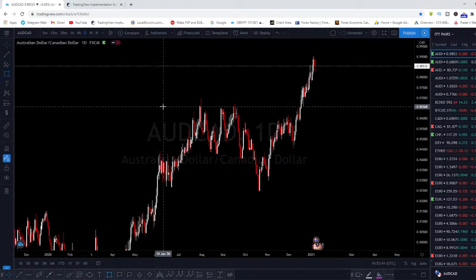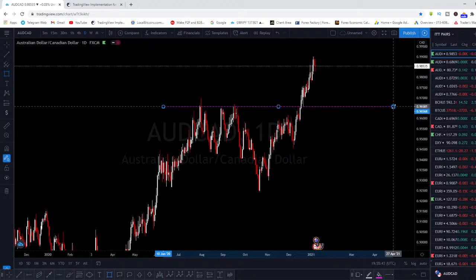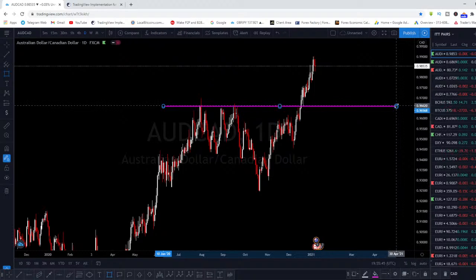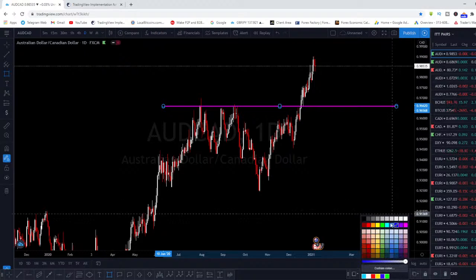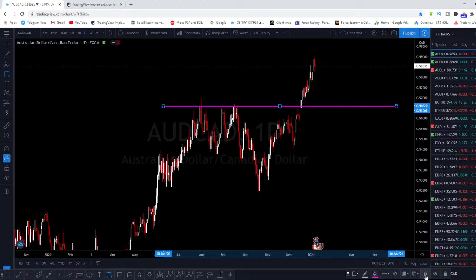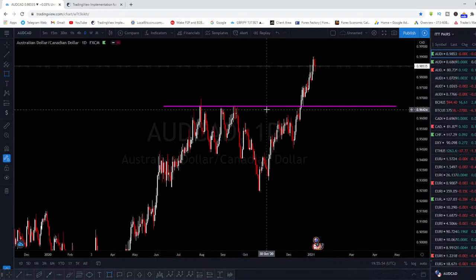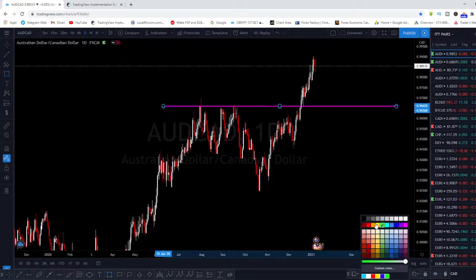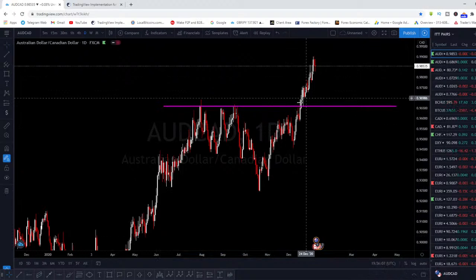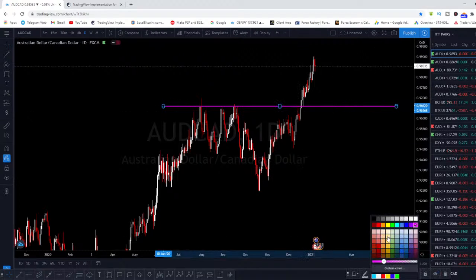So yeah, I'm saying that it should come down to retest this. You see this structure? It should come down and retest that. So yeah, I'm changing the color to green. Actually, I'm changing the color of something different. I'm supposed to change that color, yeah.